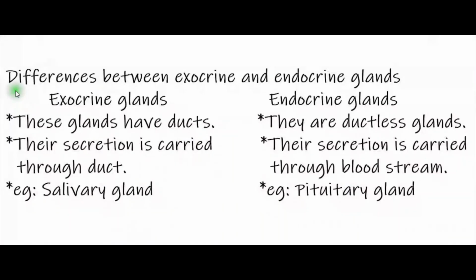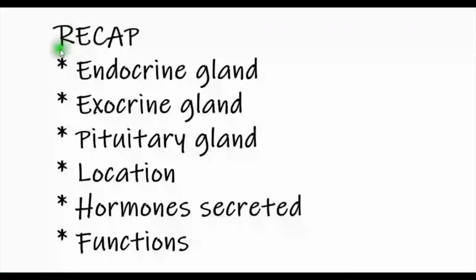Understand? Now we have to see the differences between exocrine and endocrine glands. Exocrine glands have ducts. Endocrine glands are ductless glands, they don't have ducts. Exocrine secretion is carried through a duct, while endocrine secretion is carried through the bloodstream. Example: salivary gland for exocrine, pituitary gland for endocrine. Today you have to learn this question. Write this answer on paper, paste it in your book, and learn it.